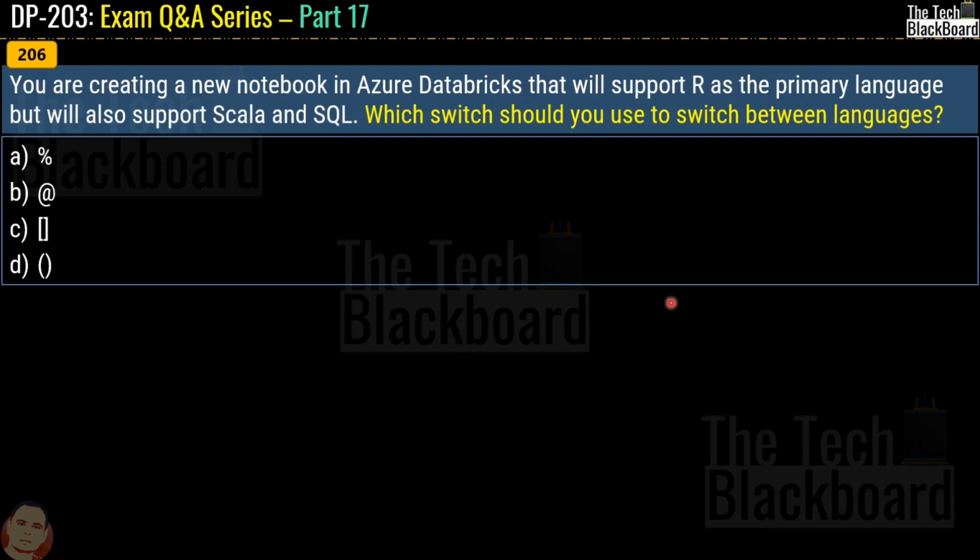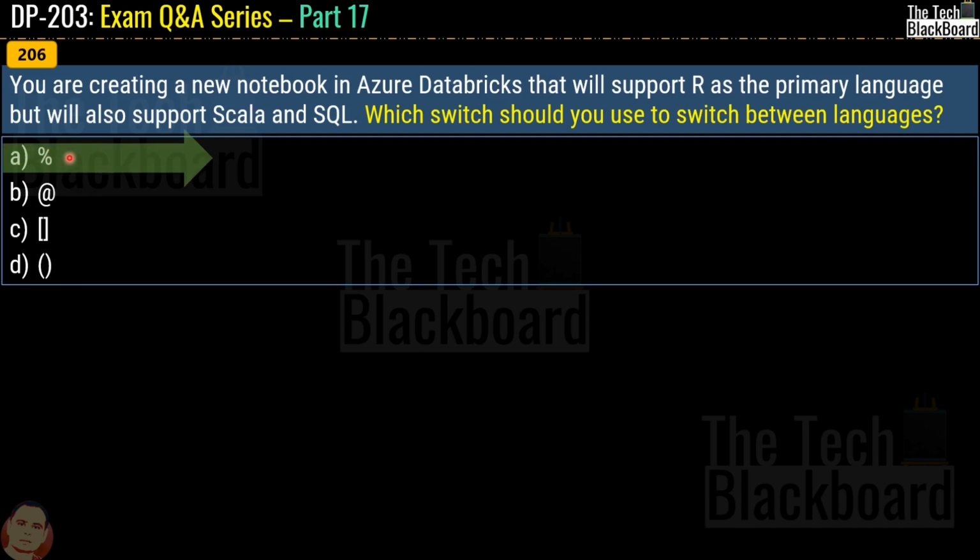Here we have question number 206, which is the last question for today. The question says that you are creating a new notebook in Azure Databricks. Which switch should you use to switch between the languages? The first option given to you is the percentage symbol. The second option is the @ symbol. Then we have square brackets and then we have round brackets. The correct answer for this question is option A, the percentage symbol.